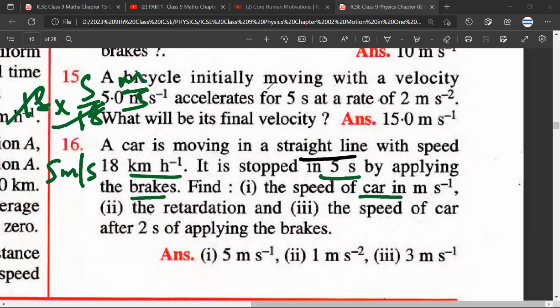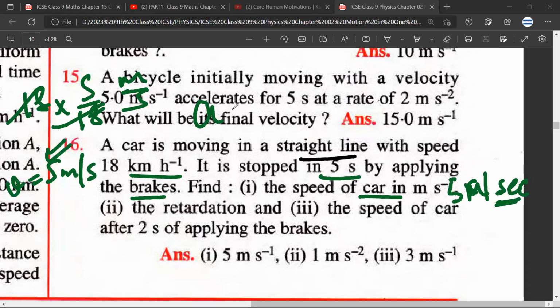See, it is moving with the speed of this. So this would be my u. It is stopped in 5 seconds. This would be my t. Acha, the first part is speed in meter per second. So the first part is 5 meter per second. This is my answer for the first part.